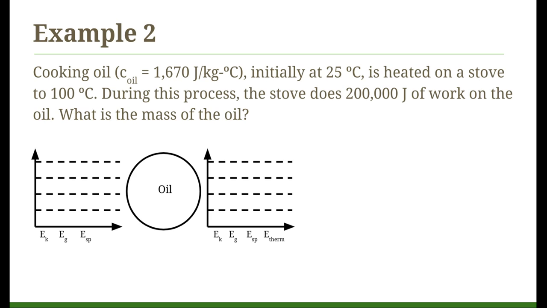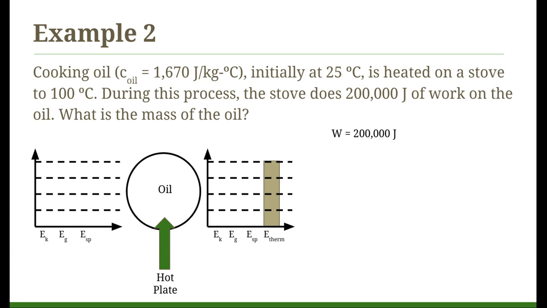For the second example, we have cooking oil that's initially at 25 degrees Celsius, and it's heated on a stove up to 100 degrees Celsius. During this process, the stove does 200,000 joules of work on the oil. What is the mass of the oil? And so our energy bar chart would look like this. The oil had no specific type of energy beforehand, and then the stove, or the hot plate, gives energy to the oil in the form of thermal energy.